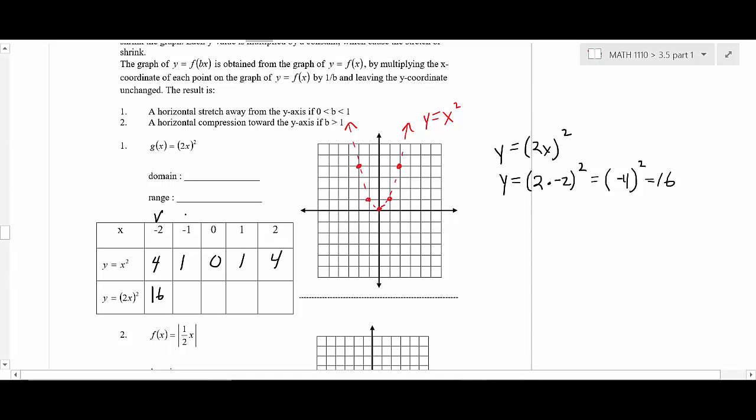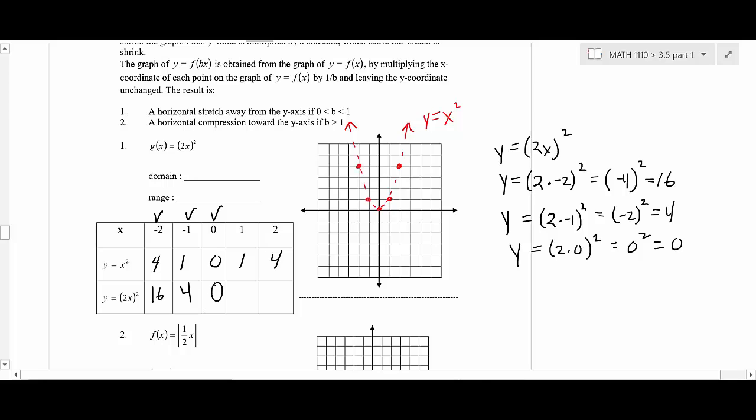Now go to the next one, go to negative 1. So you're going to want to go y equals (2 times negative 1) squared. So that's going to be negative 2 squared. So that's going to be equal to 4. So that new point right there is going to be 4. Okay, then we go to 0. So again, go to the function we're graphing. You'll do y equals (2 times 0) squared. That's 0 squared. So that's still equal to 0 like that.